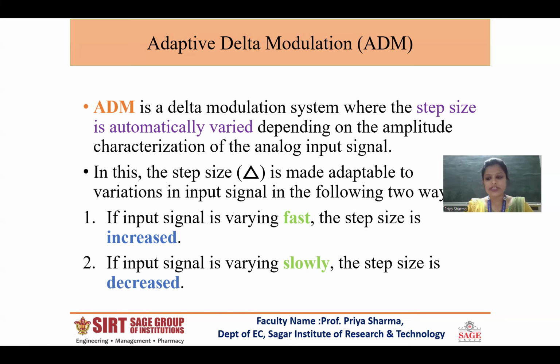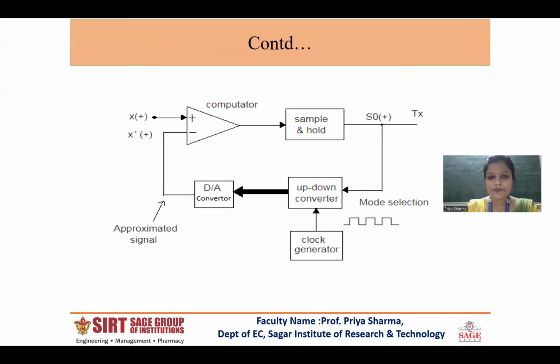This amounts to discrete changes in the value of the step size in accordance with the changes in the input signal levels. The receiver must be able to adapt step sizes in exactly the same manner as that of the transmitter. Since the transmission consists of a series of binary digits, the step size must be derived from this bit sequence. So this is basically the block diagram of adaptive delta modulation.